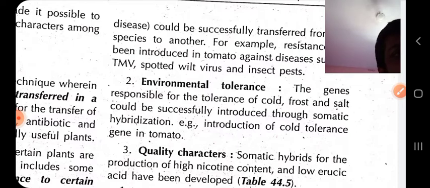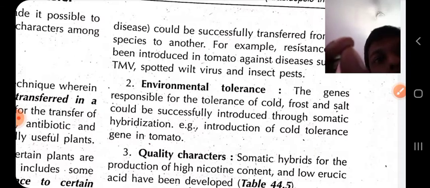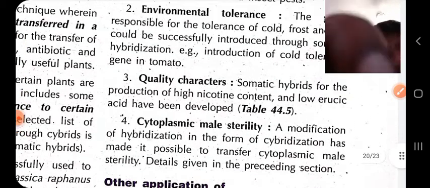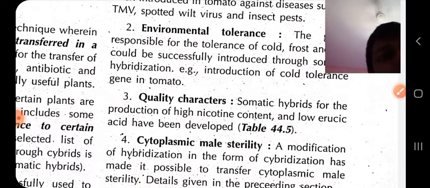So the genes responsible for resistance against cold, frost, and salt can be successfully introduced through somatic hybridization technique, like introduction of cold tolerance genes in tomato plant. Then quality characters: somatic hybrids for production of high nicotine content and low erucic acid have been developed.